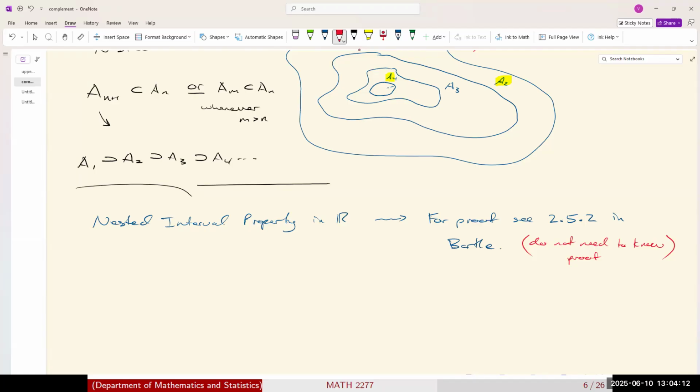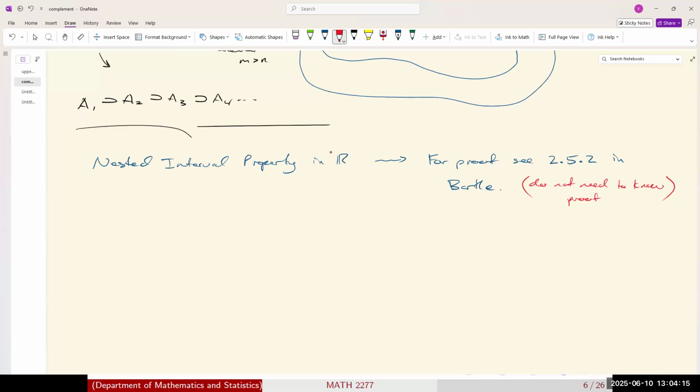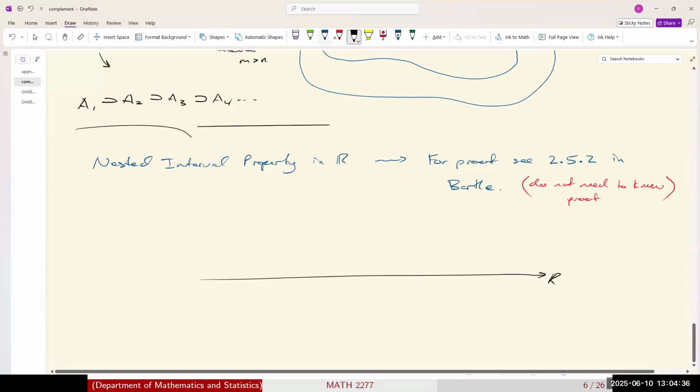So what exactly is this thing? For the nested interval property in R, I'll just give you the sketch of it, and then we'll look at what the exact statement is. It's saying that if we are in the real numbers and we have a nested collection, which we know means each set is contained in the one before, but this one is saying not only are these sets nested, they are intervals. So for example, this interval is your A1, and all the other intervals are nested inside of it.